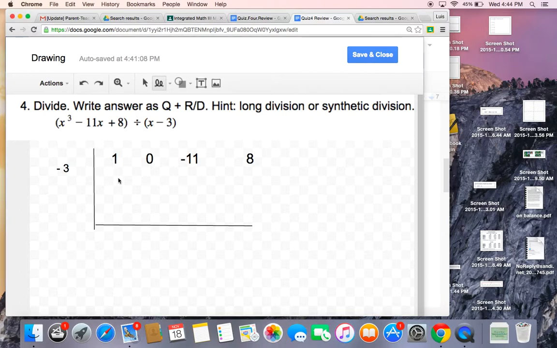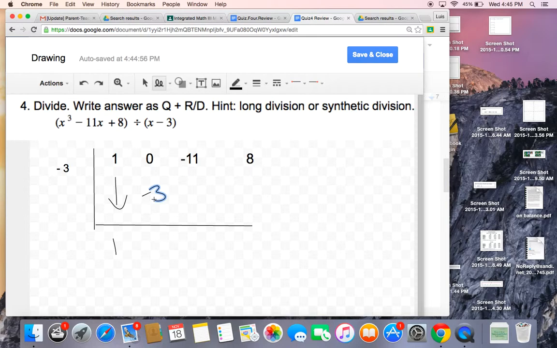The first thing I want to do is bring down the 1, and I get a 1. I'm going to multiply now. So I'm going to do 1 times negative 3, which is negative 3.